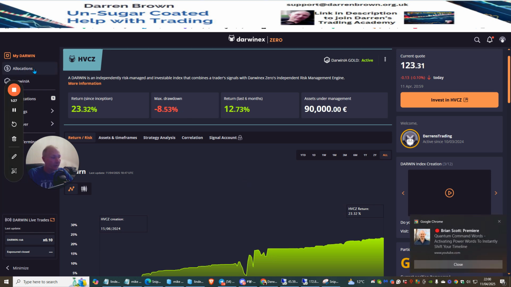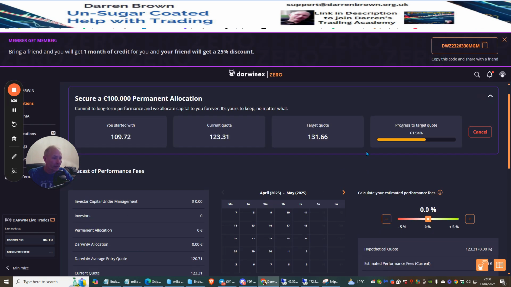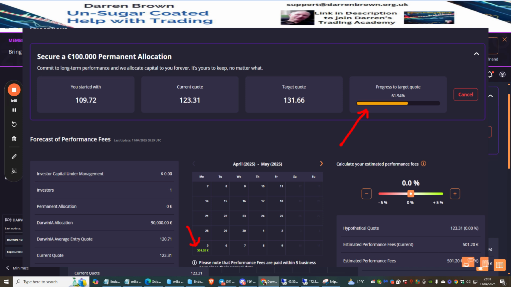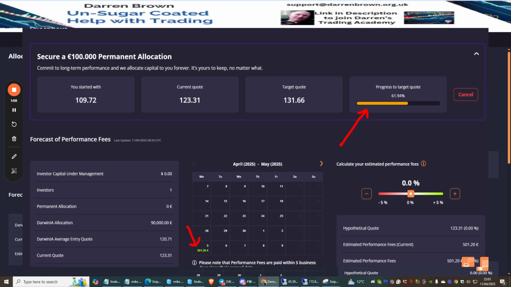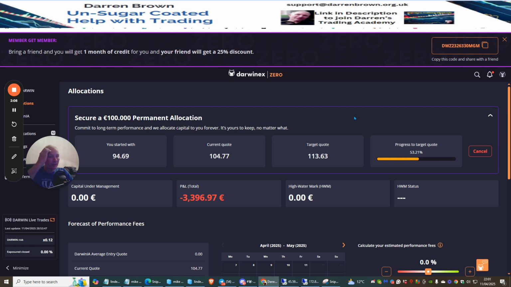So if we go to allocation, let's take that off a minute. Let's go to allocation. I just want to show you that this one's in profit. You'll see the progress to my 100k permanent allocation, but we will find out very shortly. Just let this load up. Just going to refresh it. It's around about 61%. This is just where it's froze, so we're going to see this shortly. There we go. So it's at 53.21% now.